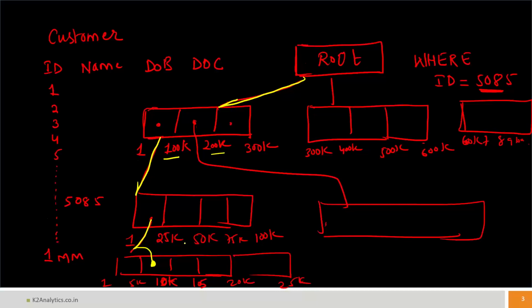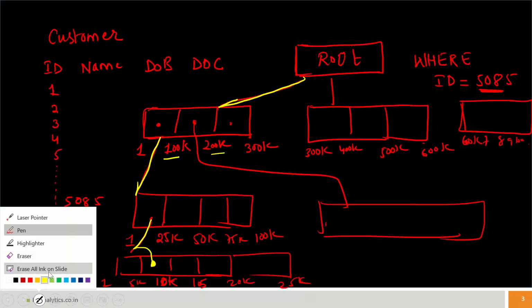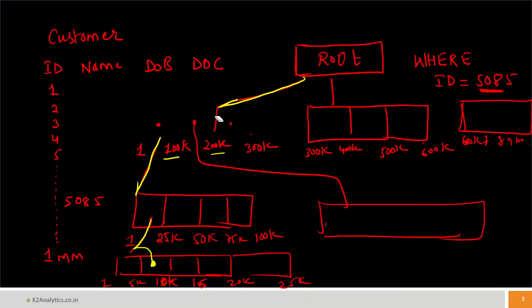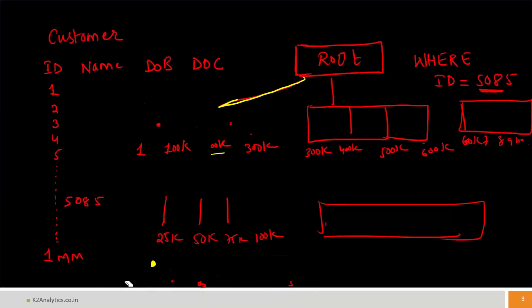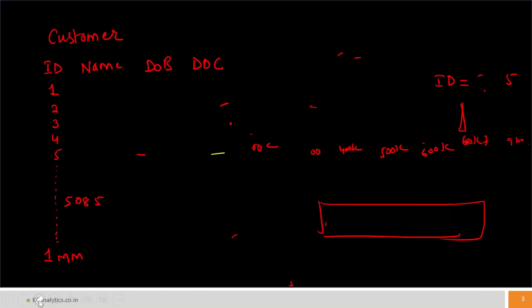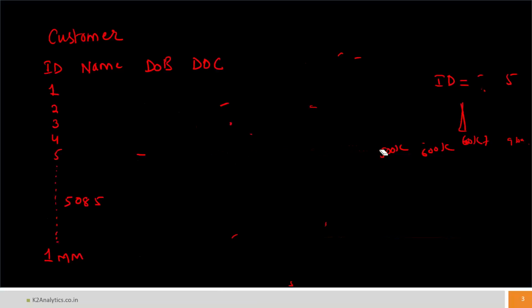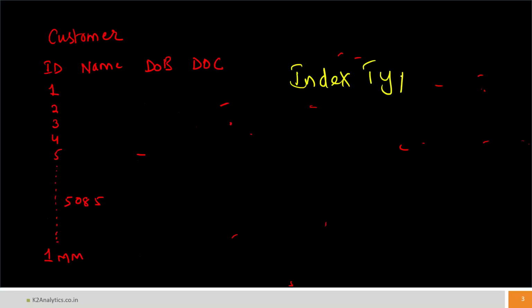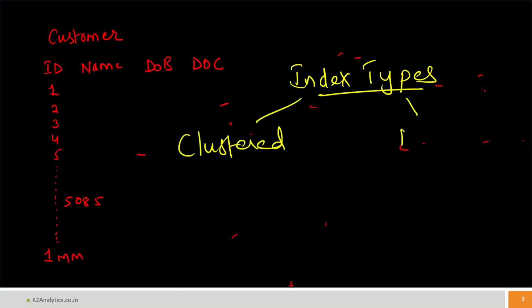Now let us try to understand the difference between a clustered index and a non-clustered index. Let me just erase this. So now we have two types of indexes, index types: clustered, non-clustered.